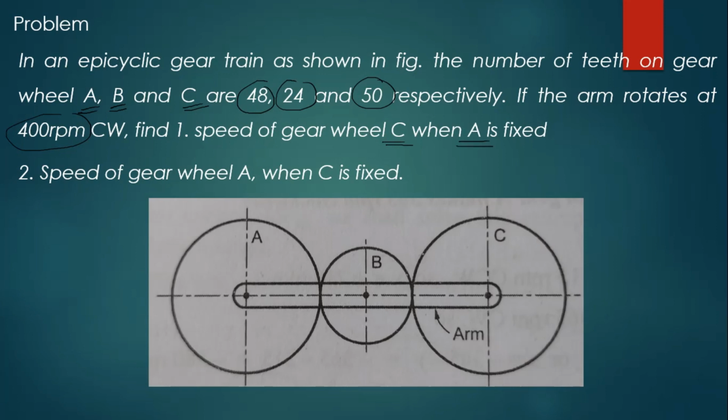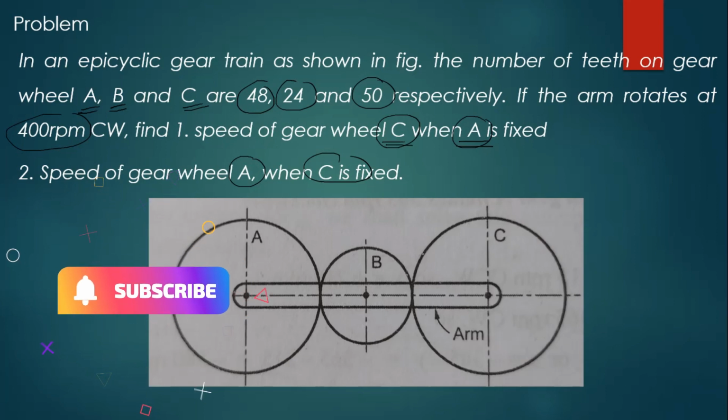So we have to find the speed of gear C when A is fixed, and the second one, the speed of gear wheel A when C is fixed, right? Two different statements are there, so they asked for two different findings. Clear? So this is the diagram.